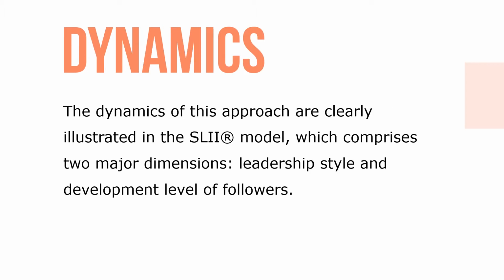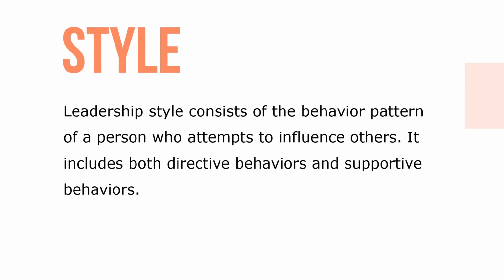Effective leaders are those who can recognize what followers need and then adapt their own style to meet those needs. The dynamics of this approach are clearly illustrated in the SL2 model, which compares two major dimensions: leadership style and different levels of followers. Leadership style consists of the behavior pattern of a person who attempts to influence others. It includes both directive behaviors and supportive behaviors.